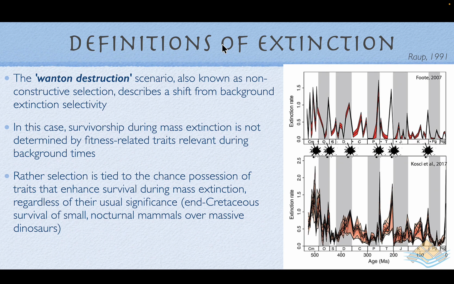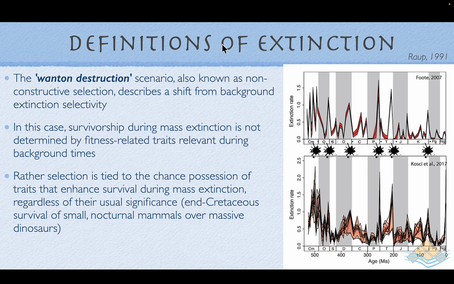Lastly, we have the wanton destruction scenario, also known as the non-constructive selection scenario, which describes this shift from background extinction. In this case, survivorship during the mass extinction is not determined by fitness-related traits that are relevant during background times, fair game times. Rather, selection is tied to the chance possession of traits that enhance survival during this catastrophic mass extinction event. This is regardless of their usual significance. So, for example, in terms of us, we can think of the end Cretaceous survival of small nocturnal mammals over the massive dinosaurs. The dinosaurs were wiped out.